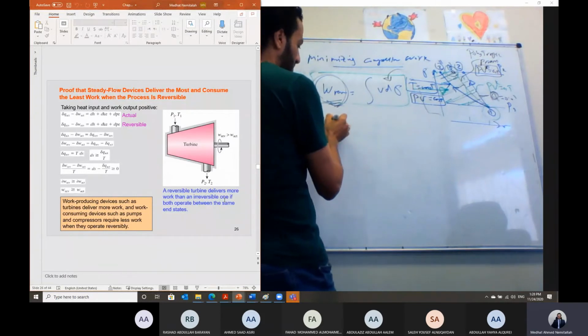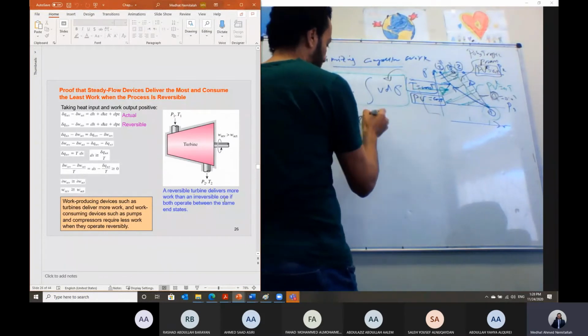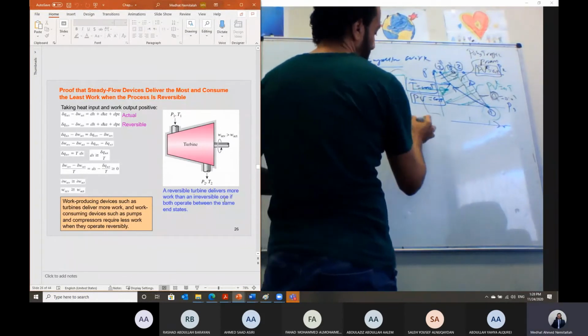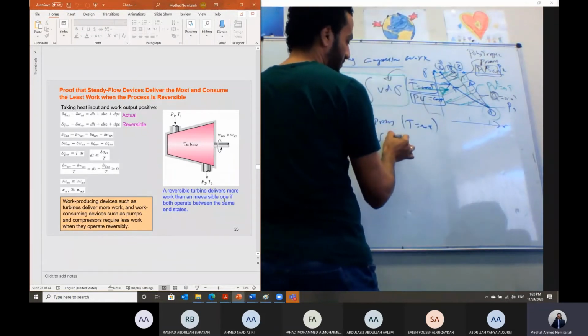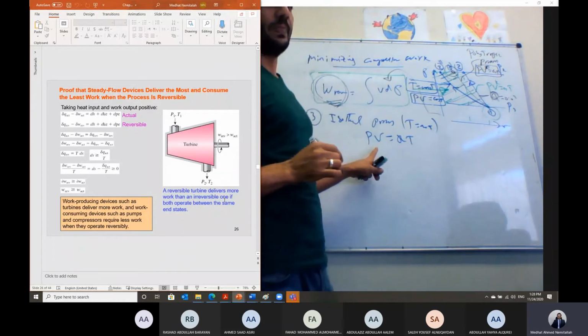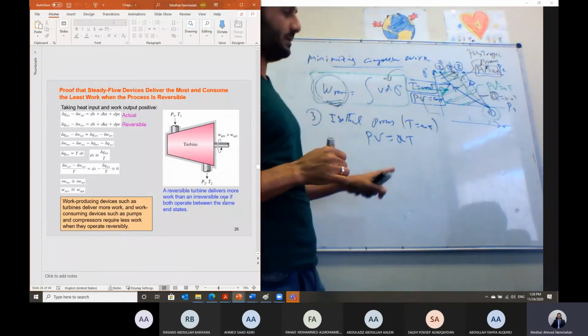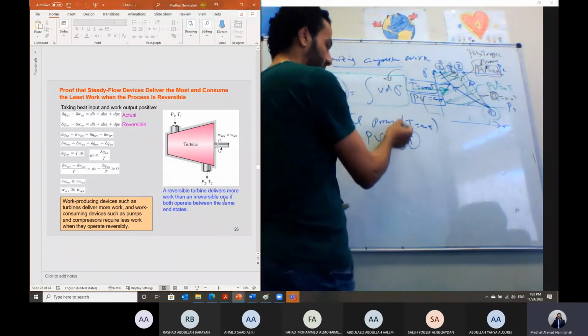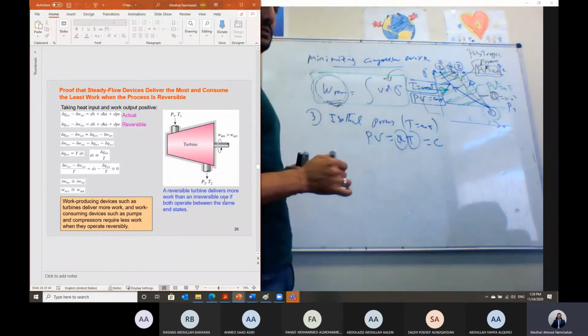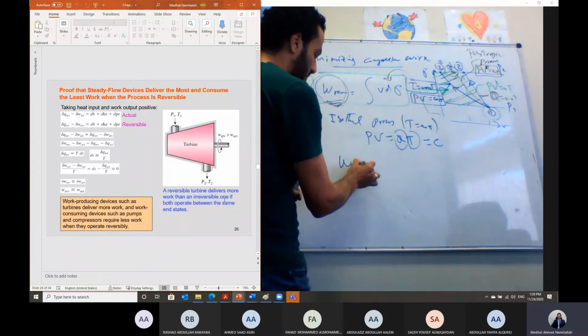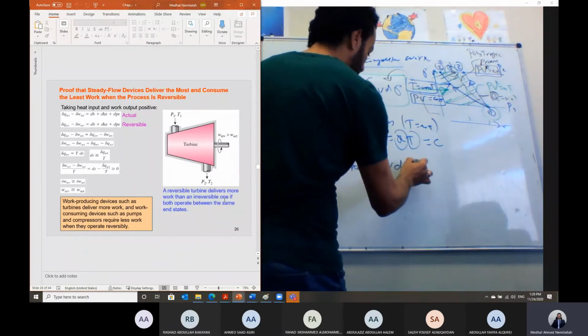So the third case, if we have an isothermal process, the temperature is constant. We have PV equal to RT, pressure times specific volume equal to RT. T is constant and R is the gas constant. So that means the pressure multiplied by the volume is constant. And in this case, the reversible work will equal the integration of v dP.